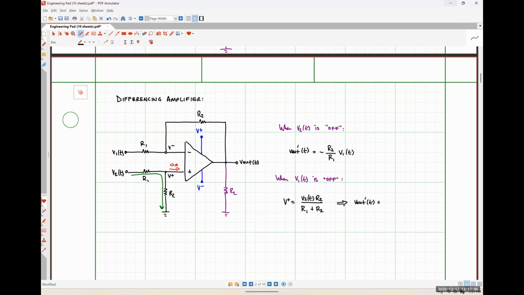Okay. So we would have 1 plus R2 over R1 times that voltage V plus. So I'm just going to write this out as R2 over R1 plus R2 times V2. Are we all okay with that?